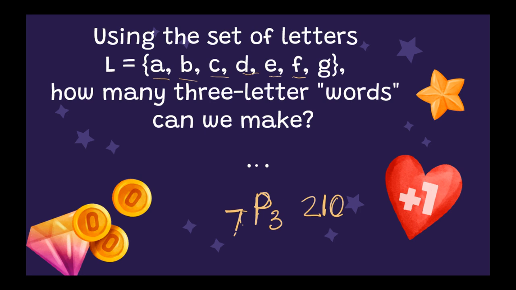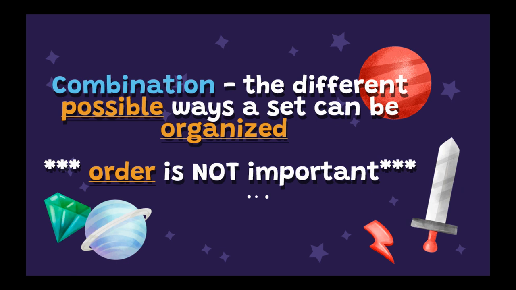By the way, when you're doing this, make sure that your bigger number always goes first, because the total number goes first, and then it's a permutation of how many you're choosing. Okay, so we're making 3. If we're making 4-letter words, it'd be 7P4, etc. Okay? Now, a combination is different than a permutation because order does not matter.